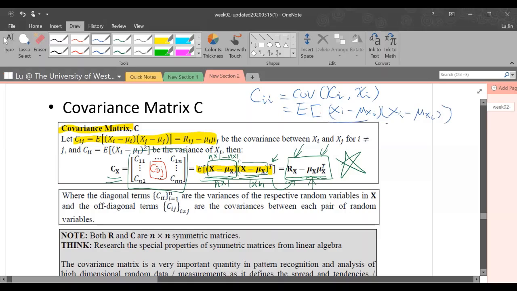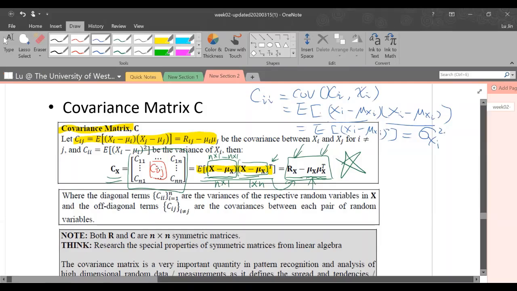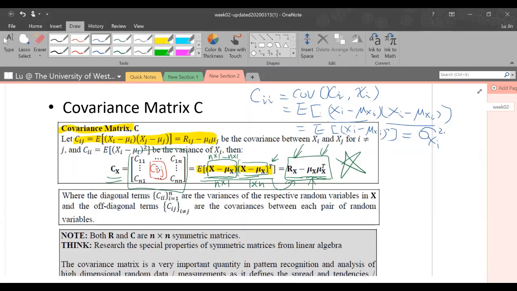But this term and this term are equal for this case. So that's equal to the expectation of xi minus mu xi, then square. This is actually the variance of xi. In other words, in the covariance matrix, all the elements along the diagonal direction are the variance of the corresponding random variable in the vector. And the elements off the diagonal direction are the covariance between the two corresponding random variables from the vector.